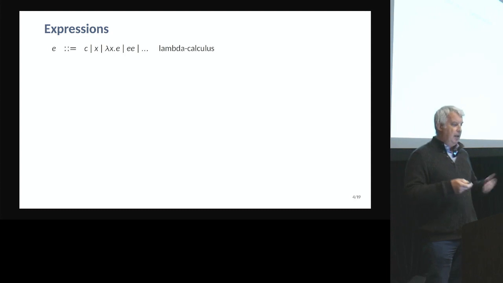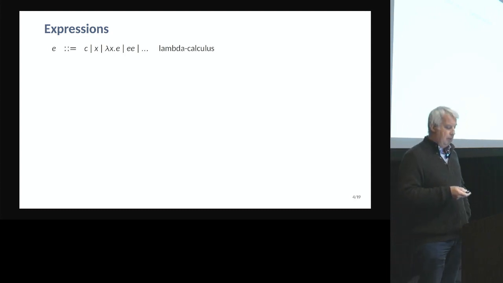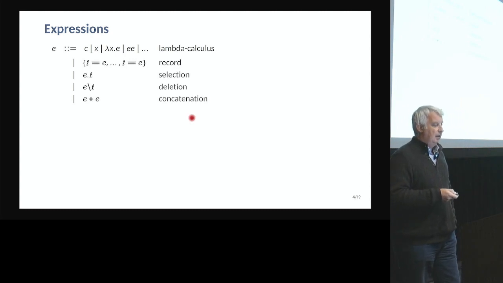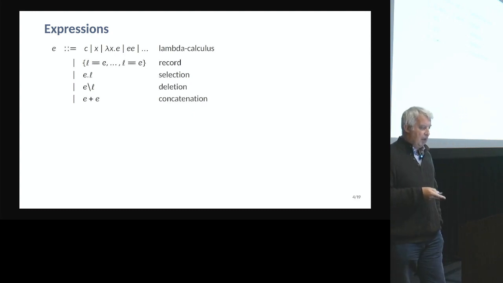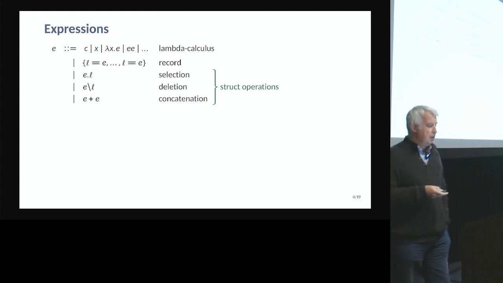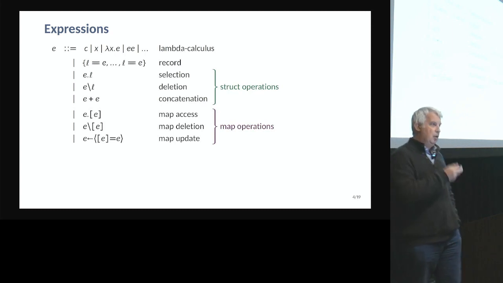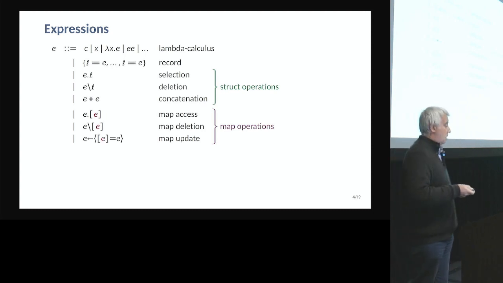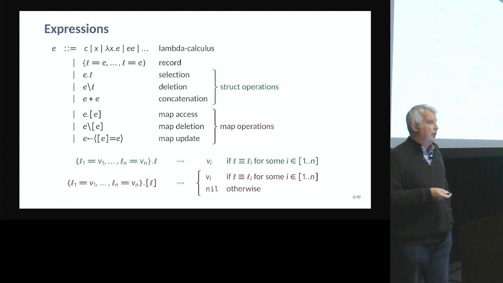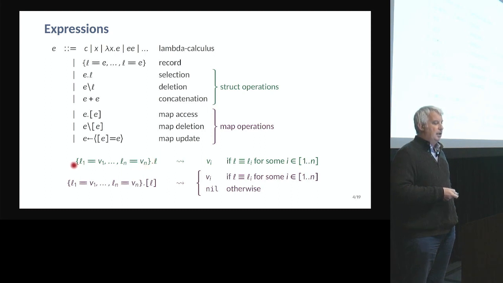So to do this, I defined a functional calculus, in which I added records, of course, and three operations: selection, deletion, and record concatenation with priority on the right-hand side. And these are the struct operations, if you want. And then I added the map operations, which are the same operations: access, deletion, and concatenation of a single field. But the important thing here is that the label used for this operation can be the result of an expression. And of course, the other difference is that in the rewriting semantics, if you try to select a label that is absent here, the semantics is undefined, while for the map selection, it just gives you nil.